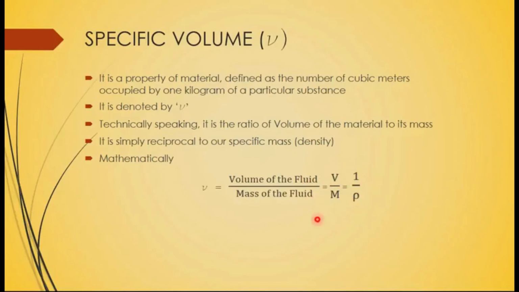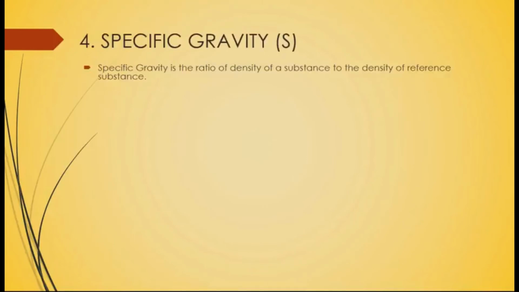That is 1 by rho. And the units are meter cube per kg. Reverse to density. So fourth one, last one, specific gravity.